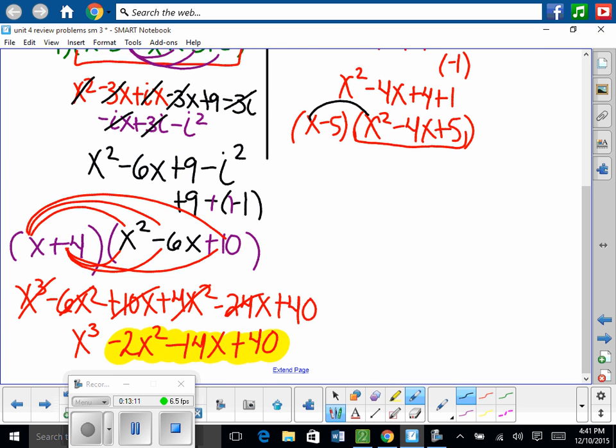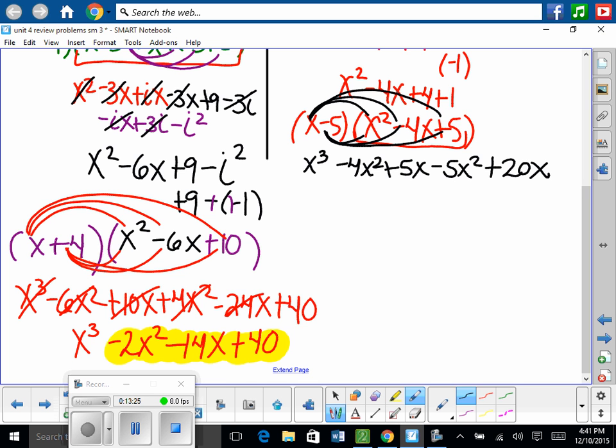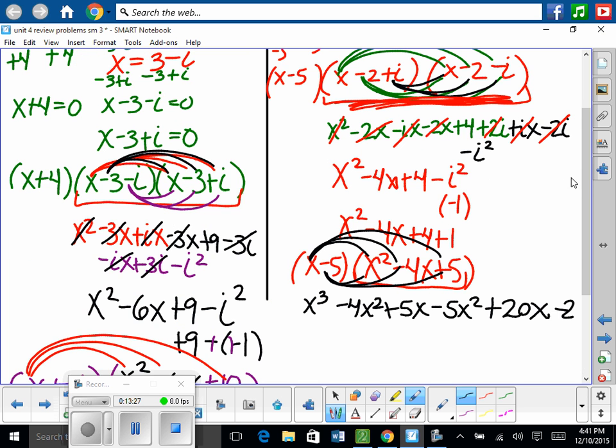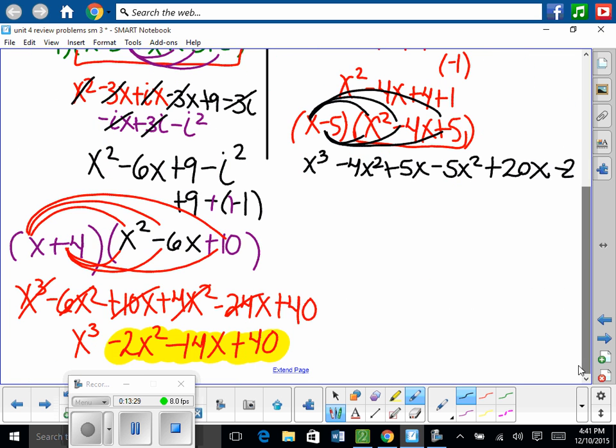So x times x squared is x cubed. x times negative 4x is negative 4x squared. x times 5 is 5x. Negative 5 times x squared is negative 5x squared. Negative 5 times negative 4x is positive 20x. And then negative 5 times positive 5 is negative 25, if I could fit that in there.